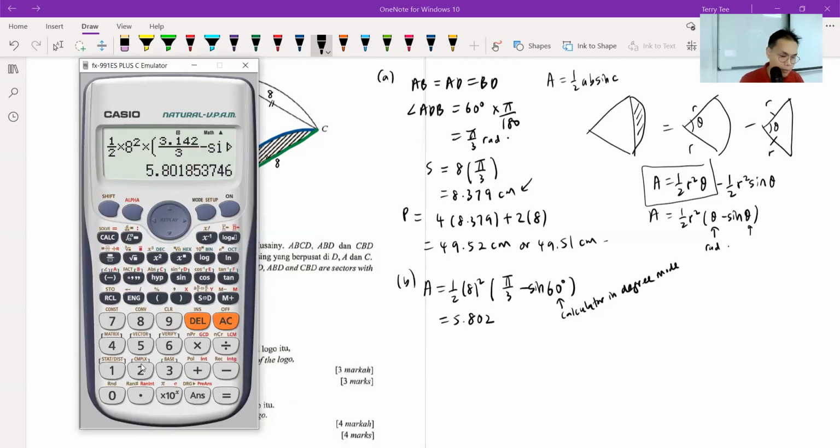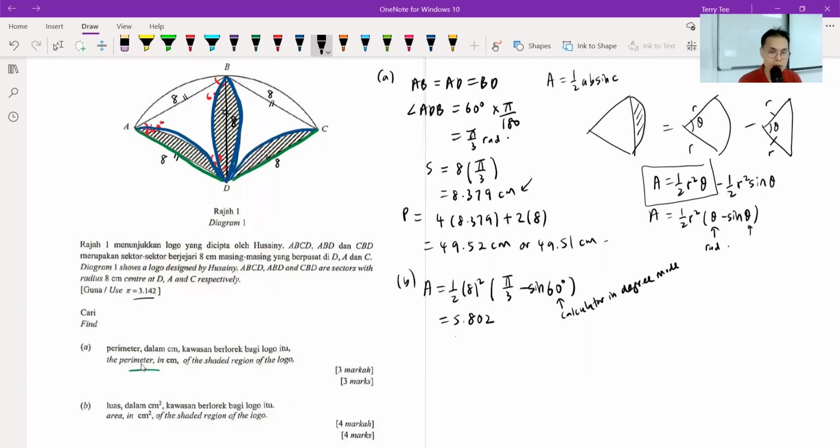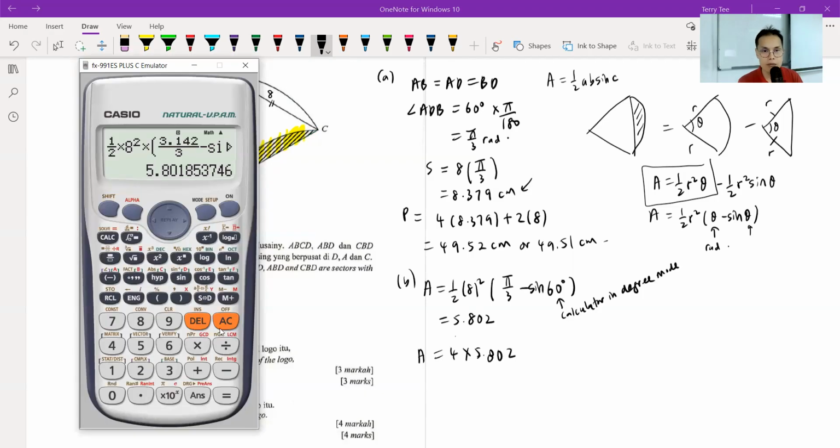Okay, but this is only the area of one segment. Now you look at your diagram. How many segments do you have here? You have 4. Okay, maybe I highlight for you. Once again, when you split this into 2, you see you have 1 segment here, 2 segments here, 3 segments here, and 4. So your total area will be 4 times 5.802. Okay, let's count. Take this answer times 4. Yeah, 5.802 times 4. You should get 23.21.